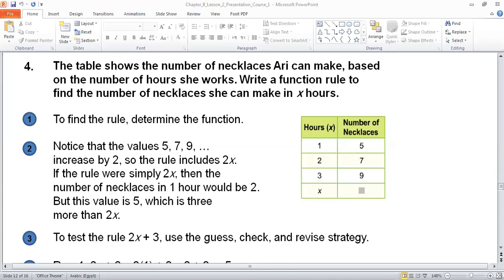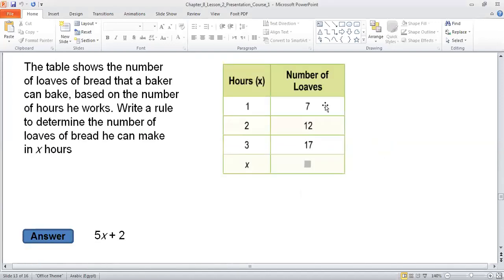Okay. Now I need you to solve the next one. Solve it and write it in the chat. Look with me in this table. I need someone to read the example, so I will choose one. Yes, Khalid Khalifa, read. The table shows the number of loaves of bread that a baker can bake based on the number of hours he works. Write a rule to determine the number of loaves of bread he can make in x hours.